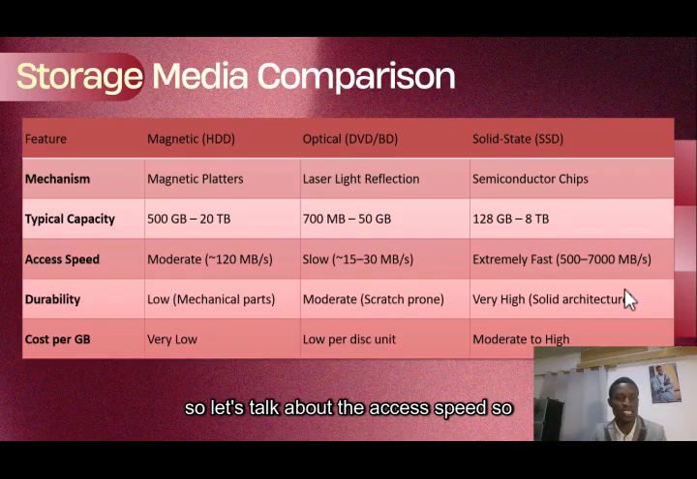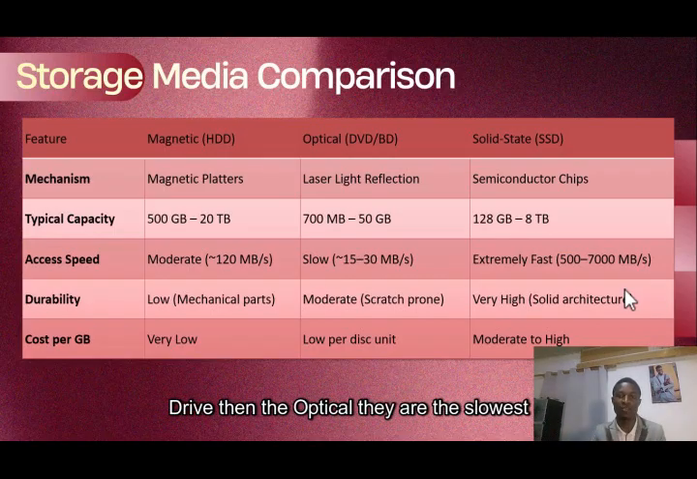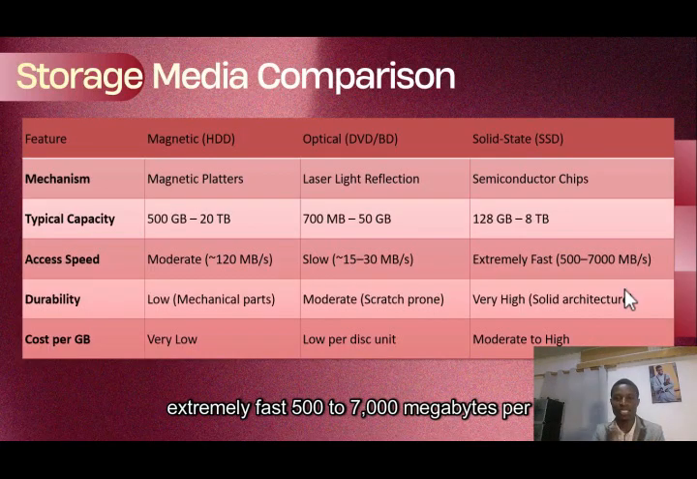So let's talk about the access speed. Magnetic, that is the HDD, has a moderate speed, about 120 megabytes per second. They are faster than the optical, and slower than the solid state drive. Then the optical is the slowest, around 15 to 30 megabytes per second. You can imagine, they are very, very slow. Then the solid state is extremely fast, 500 to 7,000 megabytes per second. Wow, can you believe this?